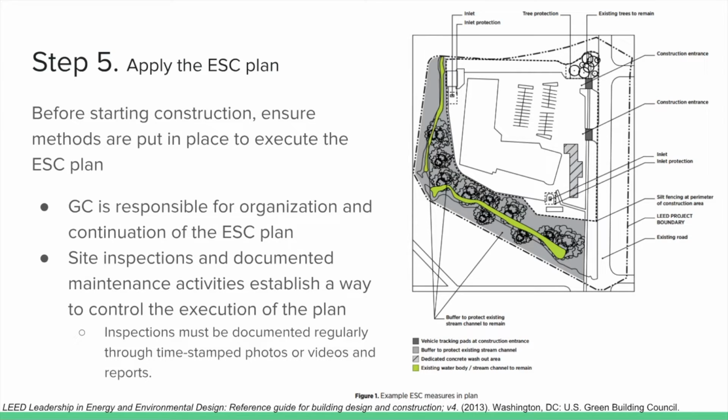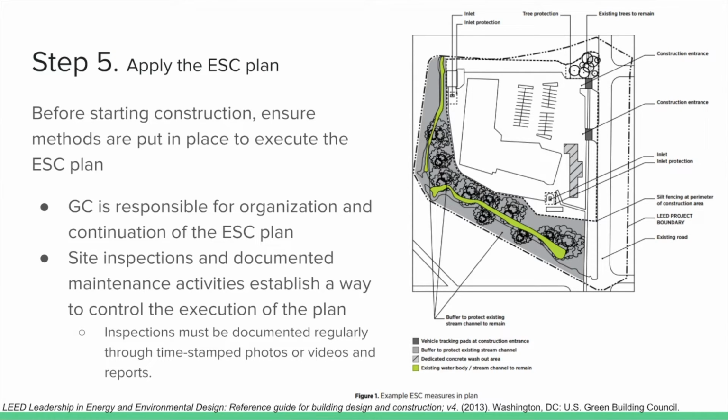Step 5 is to apply the ESC plan. Before starting construction, ensure that the methods are in place to execute the plan. Generally, it's the general contractor who is responsible for the organization and continuation of the plan, but it could be the builder or the superintendent on the project. Site inspections are also required throughout construction, and you have to document maintenance activities that establish a way to control the execution of the plan. Inspections must be documented regularly through timestamp photos or videos and reports.